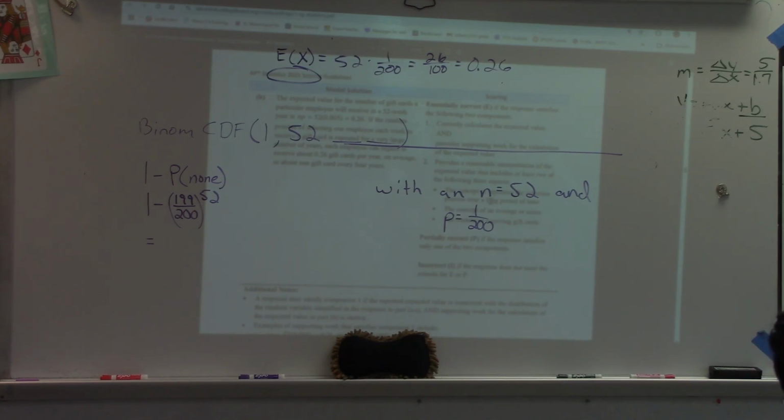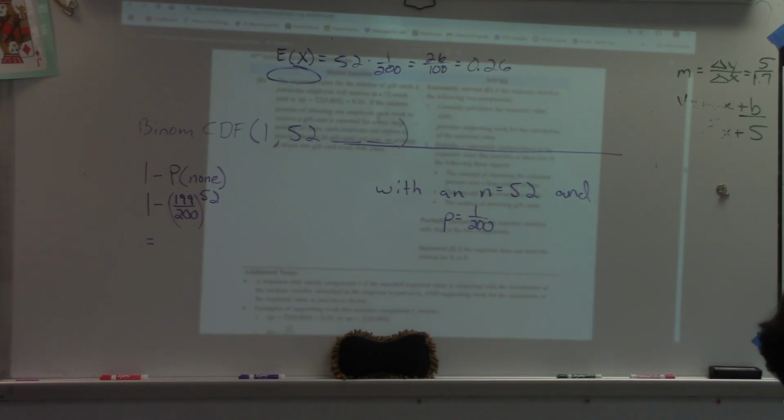So let's see, right here it does say, if the random process of selecting one employee each week to receive a gift card is repeated for a large number of years, each employee can expect to receive about 0.26 no matter what. Oh, that's what we need. In the long run. This is what we have to make sure we include. What was expect, isn't it? On average, they can expect on average. Isn't it the same thing as expected? I think so.